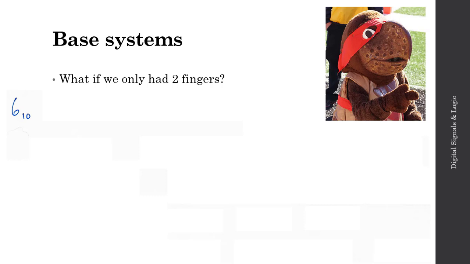If I wanted to describe that in a base 2 system, my base will be 2, and my digits can only be 0 and 1. In base 10, I could go 0 to 9, but in base 2, I'm limited to 0 and 1. So 6 in base 10 will be described as 1 times 2 squared, which is 4, plus 1 times 2 to the 1, which is 2, plus 0 times 2 to the 0, or 0. That gives me 4 plus 2, which is 6. So I could write that as 110 with a subscript of 2, implying I am operating in a base 2 system.